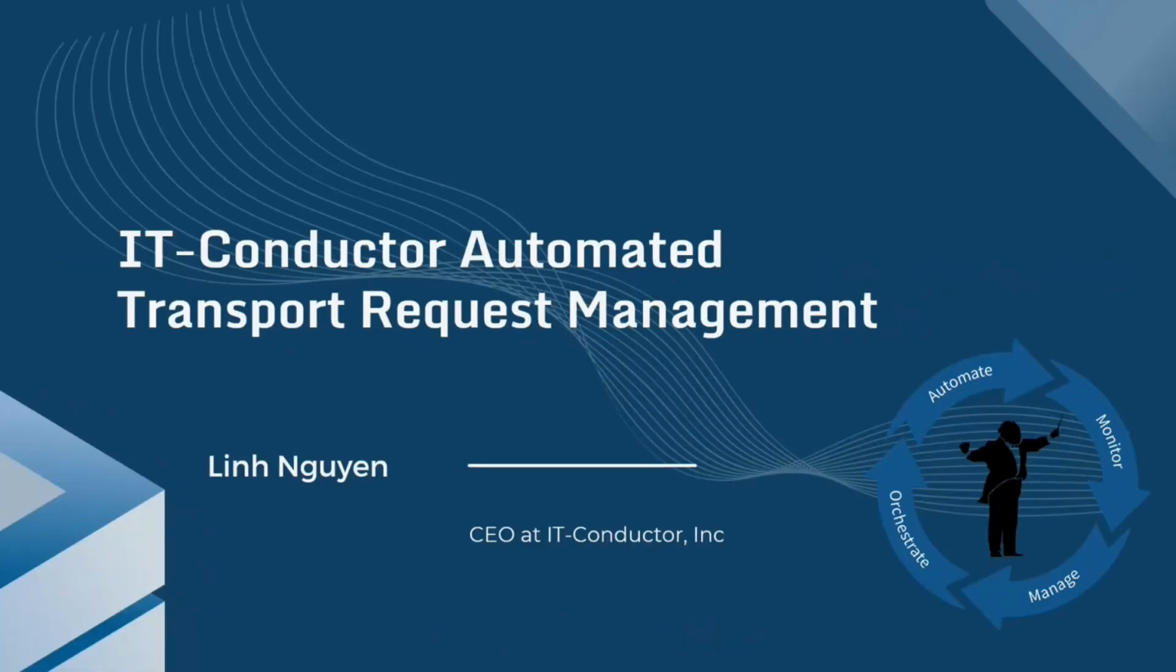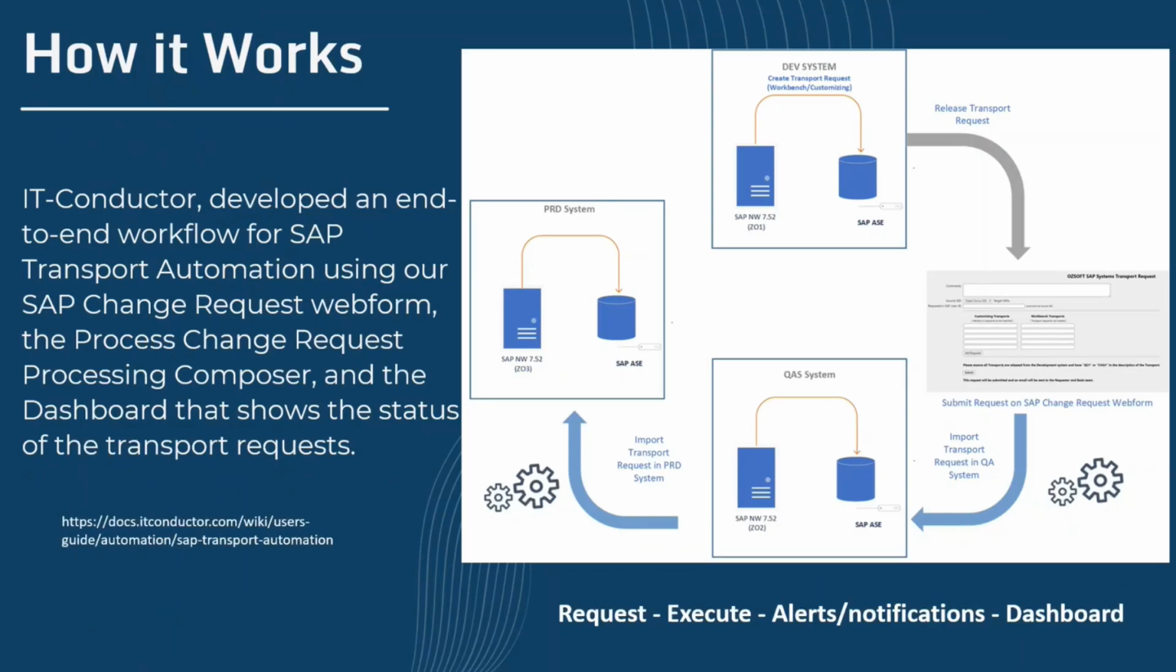So let me explain the environment that most customers typically have, how we represent them in IT-Conductor, and how we automate and manage those transport processes. So obviously in a typical SAP environment, you have a landscape. Let's say you have finance systems, warehouse or CRM, typically involving a simple SAP three-system landscape: a development, a QA, and a production system.